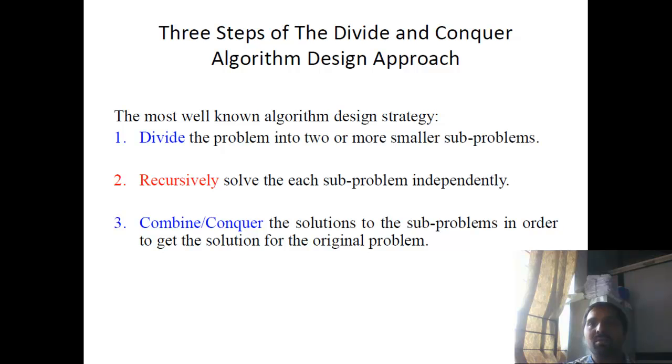In the same way, we can apply this procedure in the software field also. So these are the three steps while applying divide and conquer. First step: divide the problem into two or more smaller problems. Recursively solve each subproblem independently. After getting the solutions for these subproblems, we combine them, or conquer, to get the solution for the original problem.